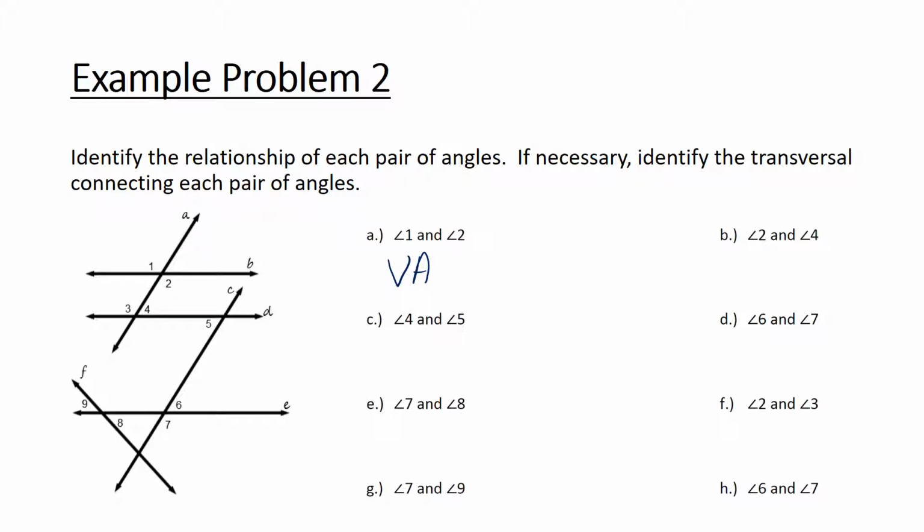If we look at B, we're going to look at angle 2 and angle 4. In this case, you can see they're not made by intersecting lines, but they're made by line A acting as a transversal. Angle 2 and 4 are both on the same side of the transversal and both in the interior. So these are consecutive interior angles with the transversal of line A.